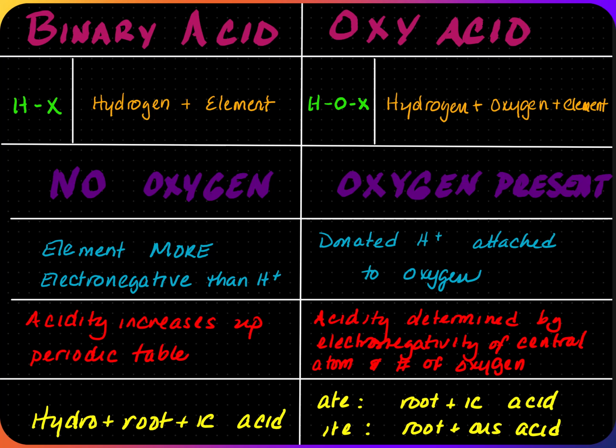The general nomenclature format is hydro plus root plus ic acid. Oxyacid is a hydrogen plus an oxygen plus elements. Oxygen is present, so in general, these are off your polyatomic sheet. Donated H plus is always attached to the oxygen when we draw the Lewis dot structure. Acidity is determined by the electronegativity of the central atom and the number of oxygens. If it has an ate ending, it's a root ic acid. If it's an ite ending, it's a root ous acid. Remember, there is no hydro in front of oxyacid.